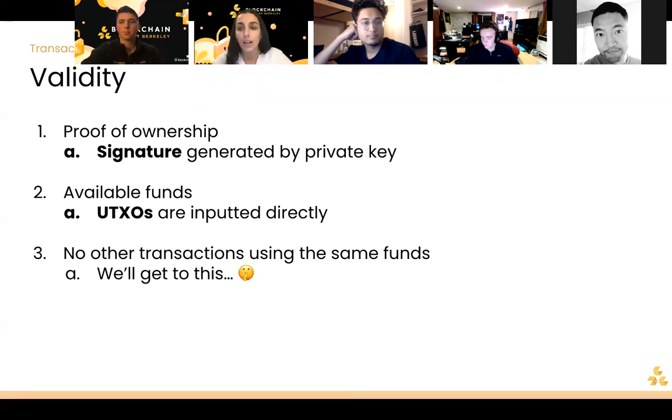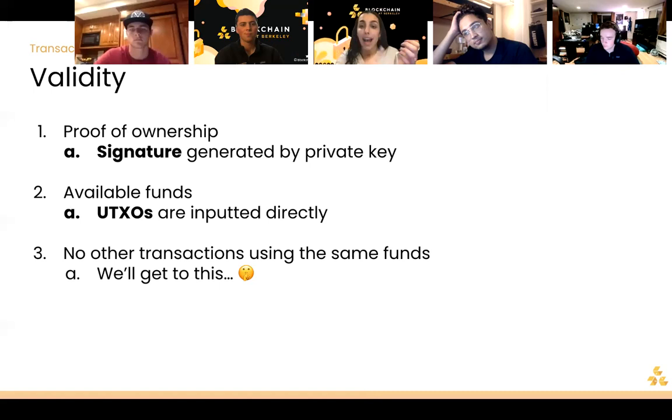Proof of ownership is done by your signature on that transaction, and that signature is generated by your private key. And you can think about private keys like your thumbprint. It's so unique, it works like a thumbprint. And so you put that on your transaction and you say, this is mine because this is my private key and no one else has my private key. And so this must be mine.